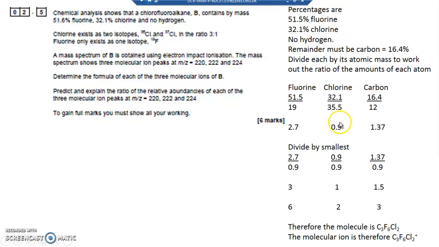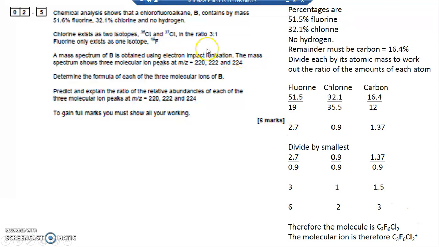And then you divide by the smallest. So the smallest is 0.9, so if you divide them all by 0.9, it gives a ratio of 3 to 1 to 1.5. Then you multiply up into the largest whole number, so if I multiply them all by 2, that equals 6 to 2 to 3. So in there there's 6 F's, 2 Cl's and 3 C's, so the molecule is C3F6Cl2.